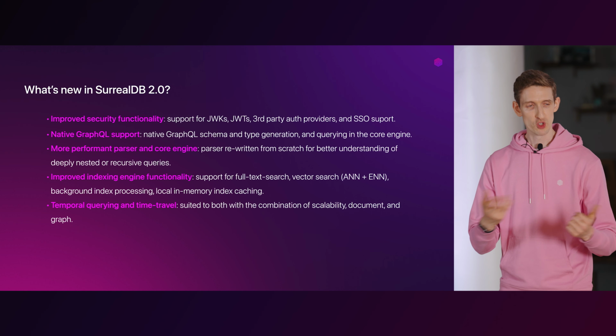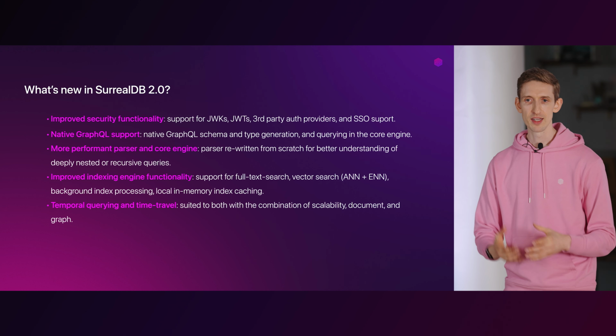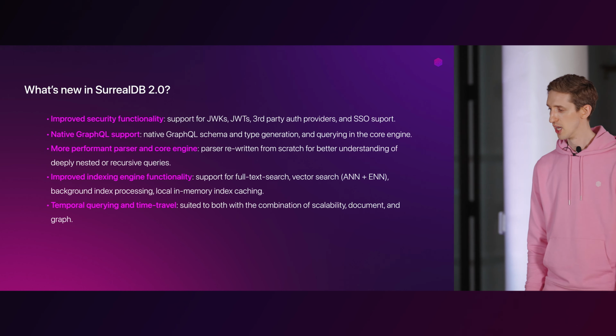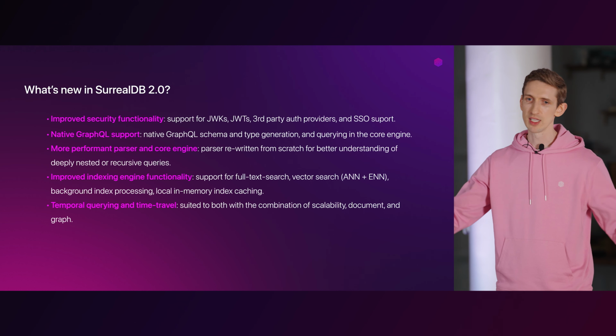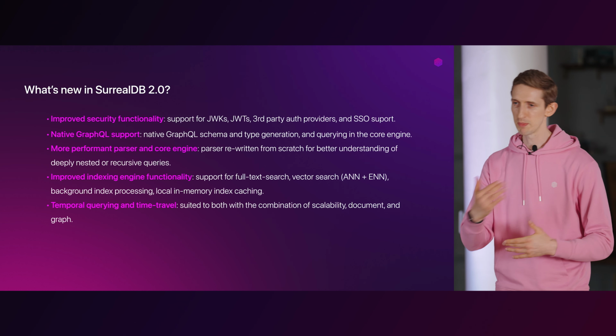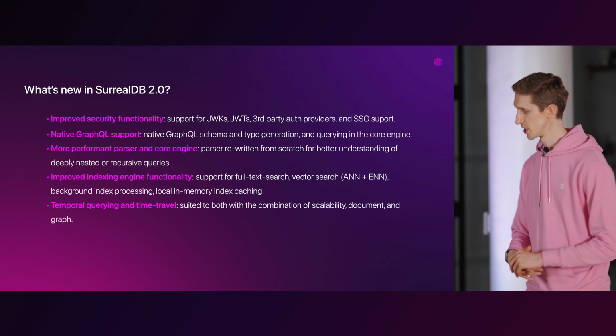So for us, indexing is not a new type of database. It's not a different type of database. It's a functionality that should be with your database or inside your database. So for us, we have support for traditional indexes, full text search indexes, and vector indexes, including ANN and ENN, so approximate and exact nearest neighbor search. And we've just released in version 2 the support for background processing. So obviously, if you're dealing with large amounts of data, you don't want to have to wait for that to process. So background processing indexes and local memory caching make everything faster.